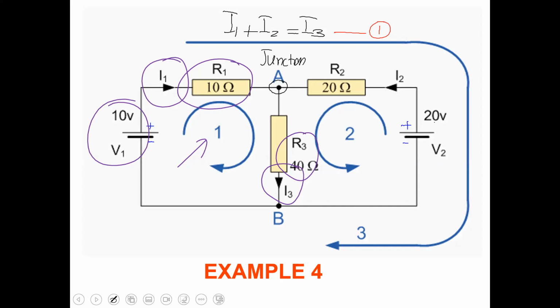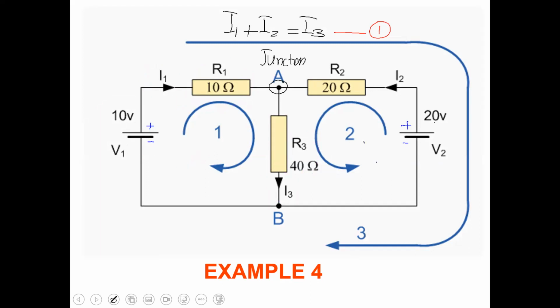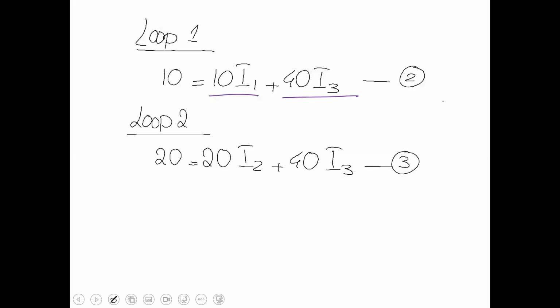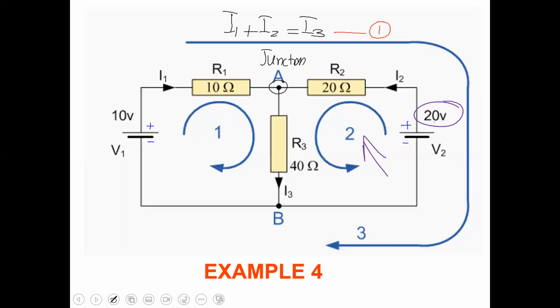Now, let's talk about loop number 2. The voltage is 20. So would this be 20 I2 plus 40 I3? Okay, fine. Yes, good. I forgot to mention equal to 20.